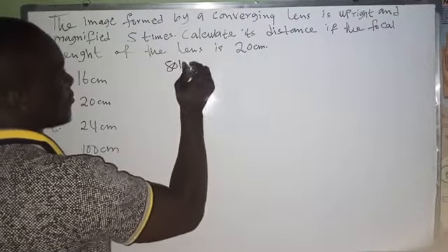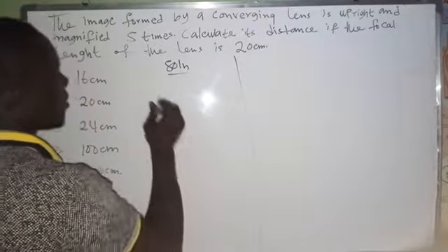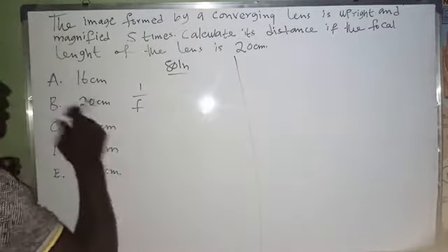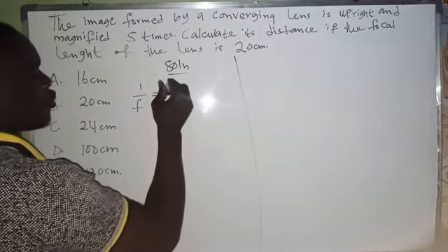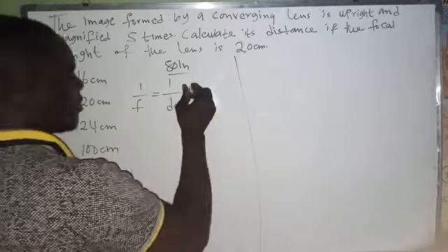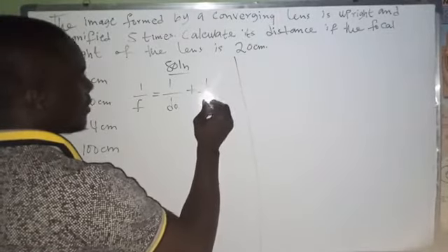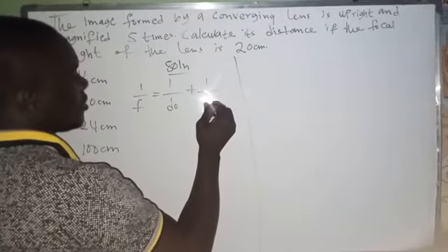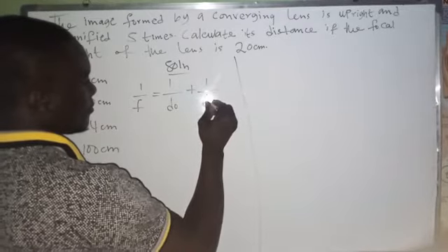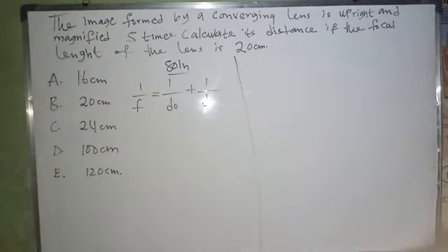Solution: 1 all over f, which is the focal length, is equal to 1 all over object distance plus 1 all over image distance.